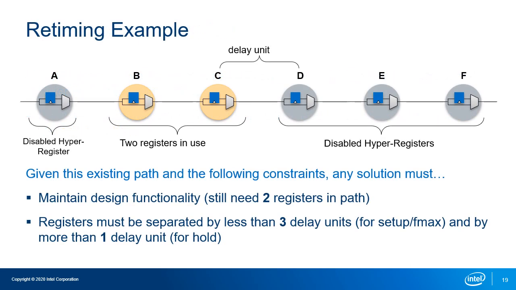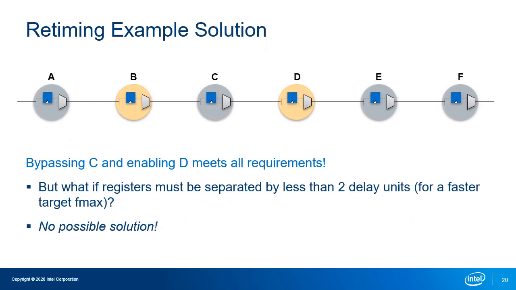This example path has 2 registers enabled and 4 registers being bypassed. To retime, the Hyper-Retimer is tasked with coming up with a solution that has registers separated by no more than 3 spaces for setup and no less than 1 for hold. To maintain functionality, the solution must still only have 2 registers in the path. Here's an example of one potential solution from the Hyper-Retimer satisfying all constraints. In this solution, B is left alone, C is disabled, and D is enabled.